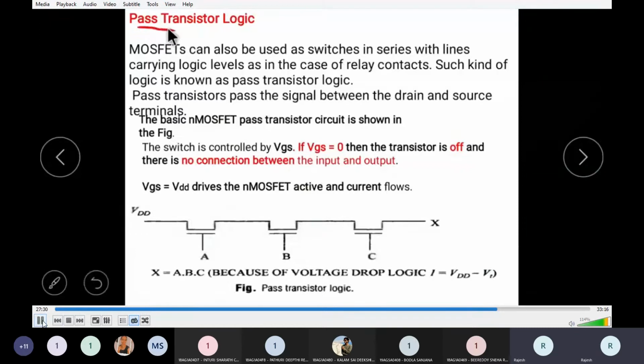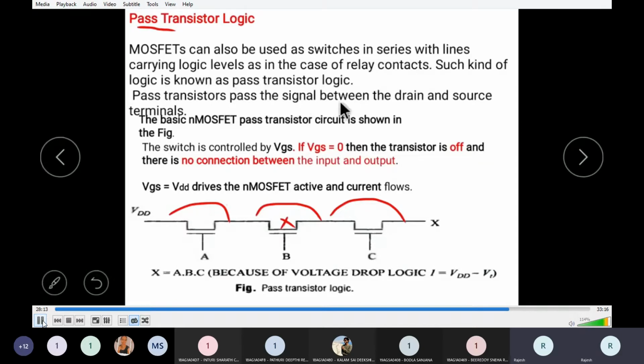The name itself says that we are passing the logic through transistors. If you arrange transistors in series like this, each transistor can pass the logic from one node to the other node, up to the output. If any one of the transistors is off, then the input logic will not pass to the output. MOSFETs can also be used as switches in series with lines carrying logic levels, as in the case of relay contacts. Such logic is known as pass transistor logic.